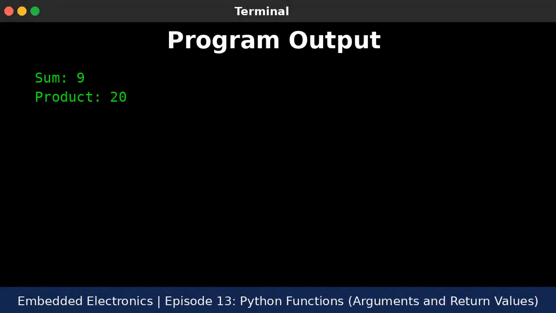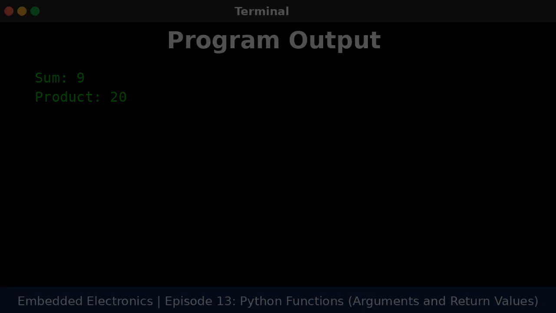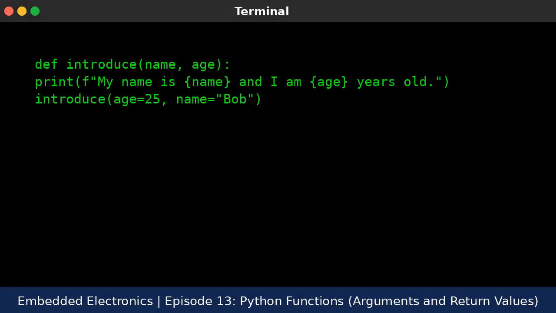The output of example 3, returning multiple values, is as follows. Sum 9, product 20. This example uses keyword arguments so that the order of parameters does not matter when calling the function.